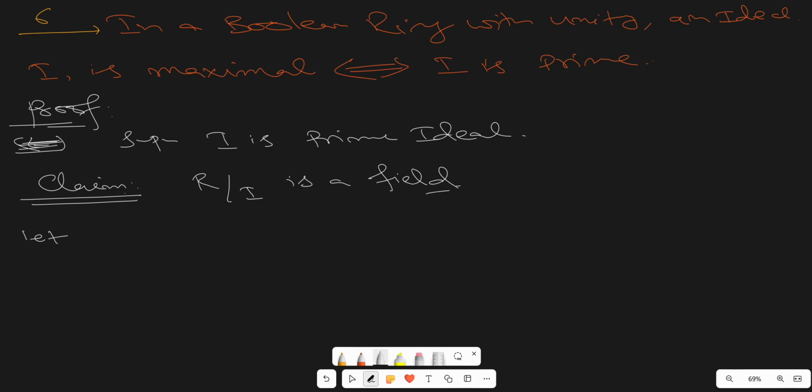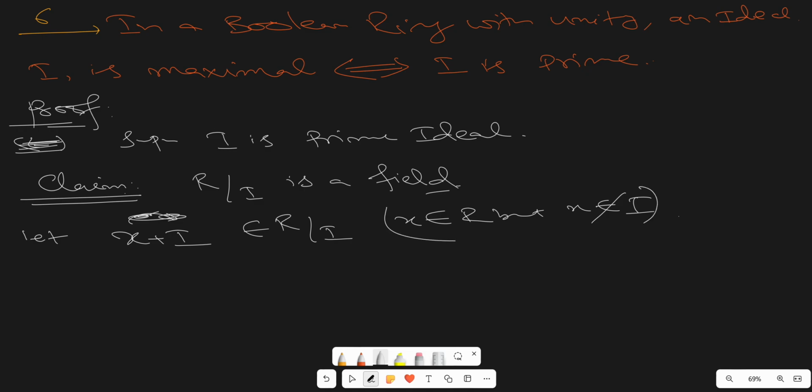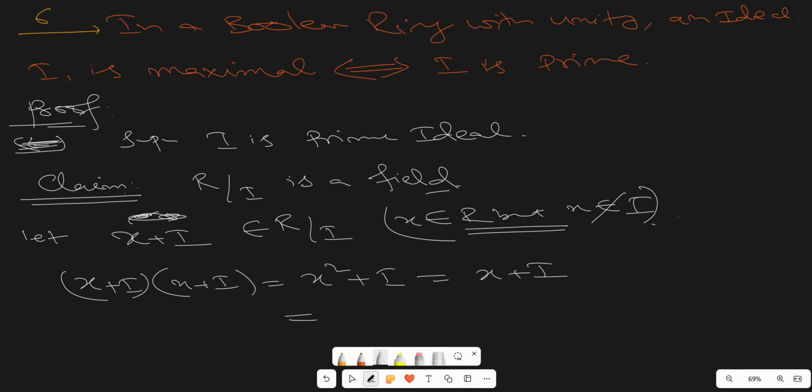Suppose x plus I is an element of R mod I, and x is in R but x is not in I, because if x is in I, then this will be nothing but I. So you have to be conscious about that. What can you say about x plus I into x plus I? This is x square plus I, and x square plus I equals x plus I. Two cosets are the same if and only if x square minus x is inside I. Are you getting it?